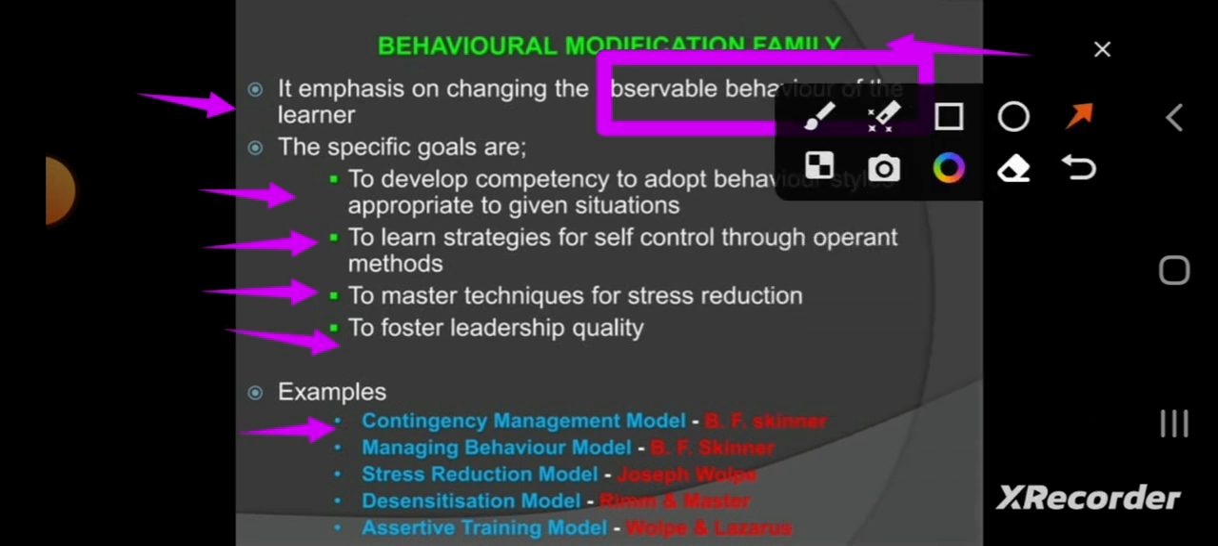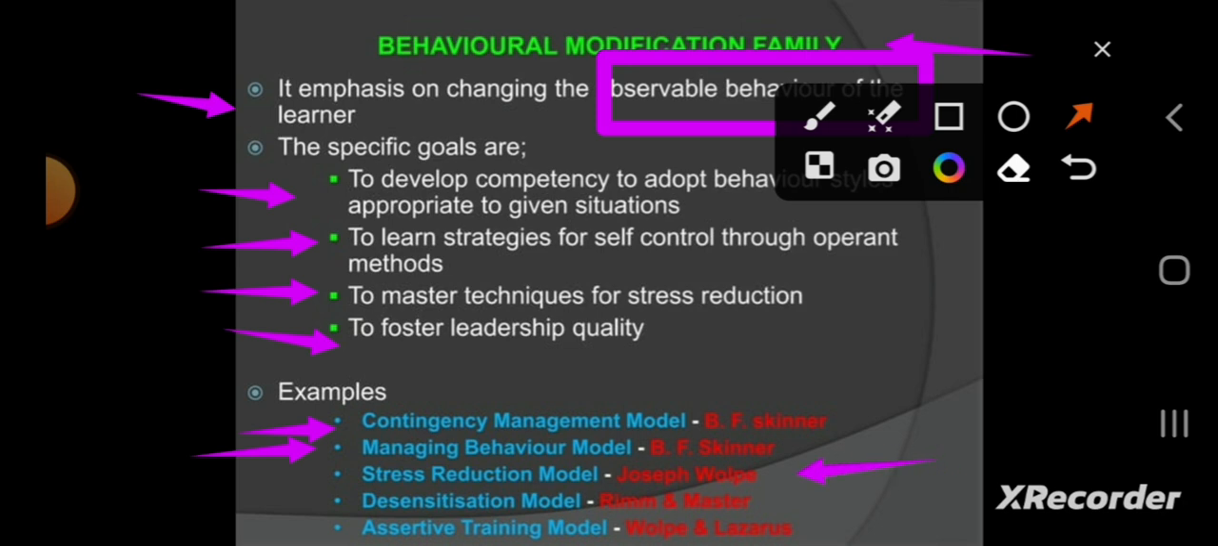Examples: contingency management model uses reinforcement and punishment to modify behavior, helps individuals develop appropriate behavior by providing rewards or consequences based on their action. Managing behavior model, B.F. Skinner. Similar to the contingency management model, this involves systematically applying reinforcement and punishment, aims to help individuals learn and adopt behavior patterns that are desirable and appropriate for different situations.